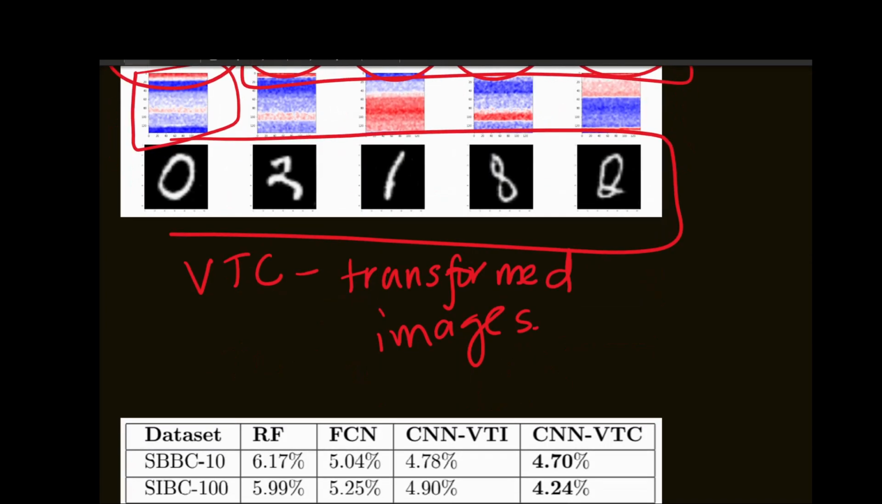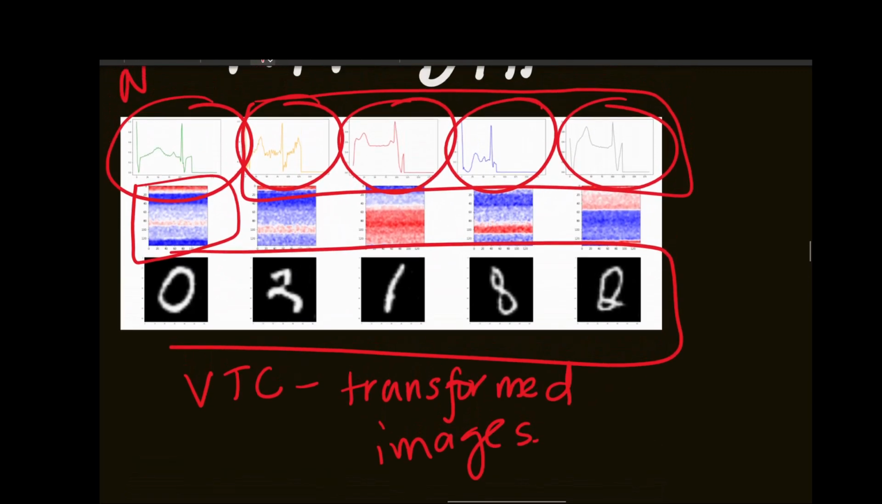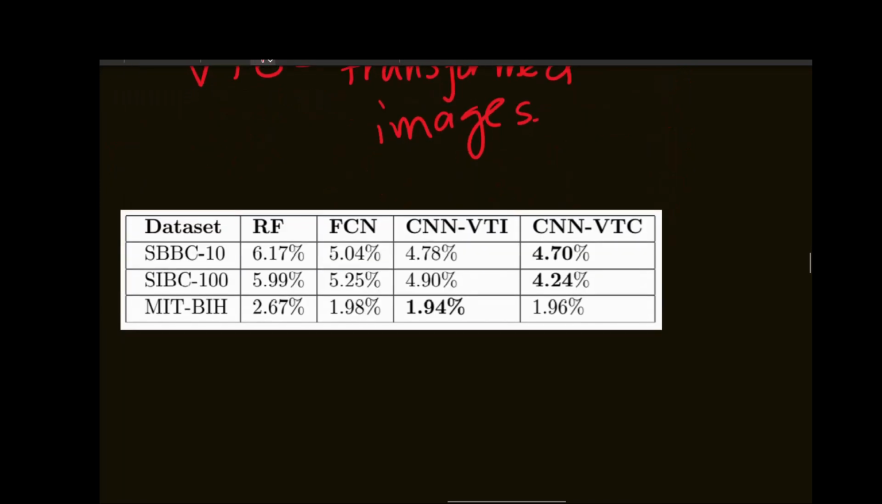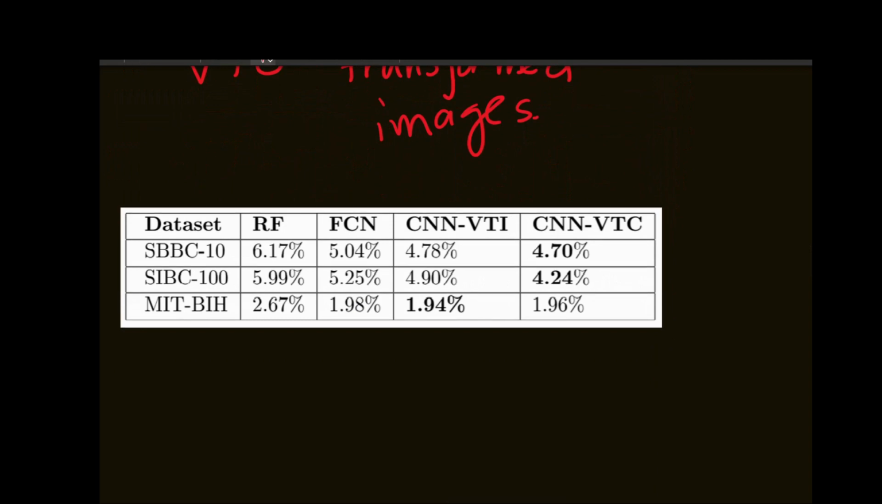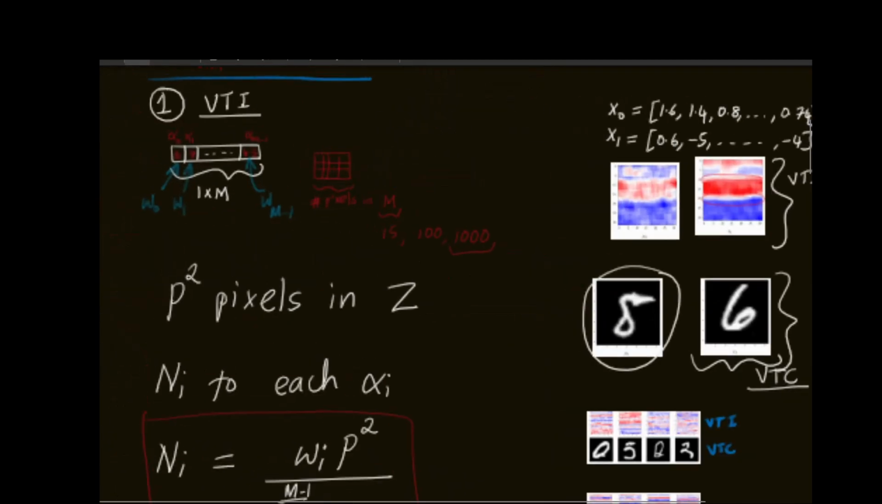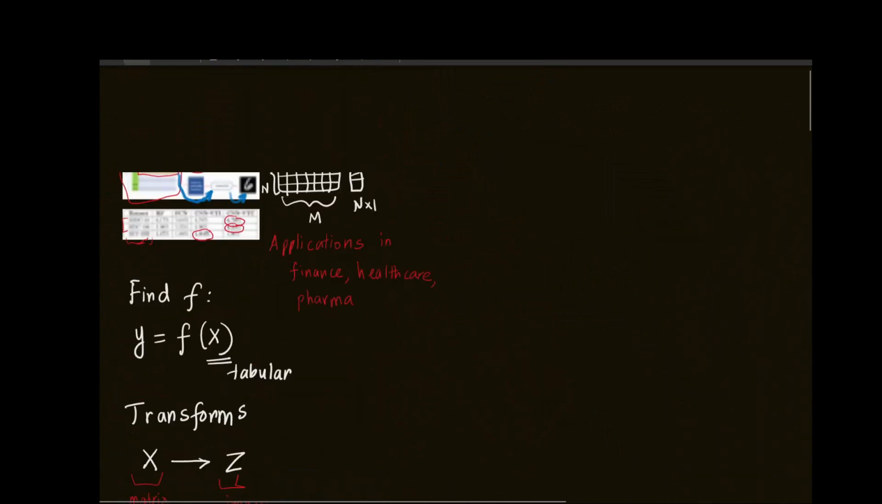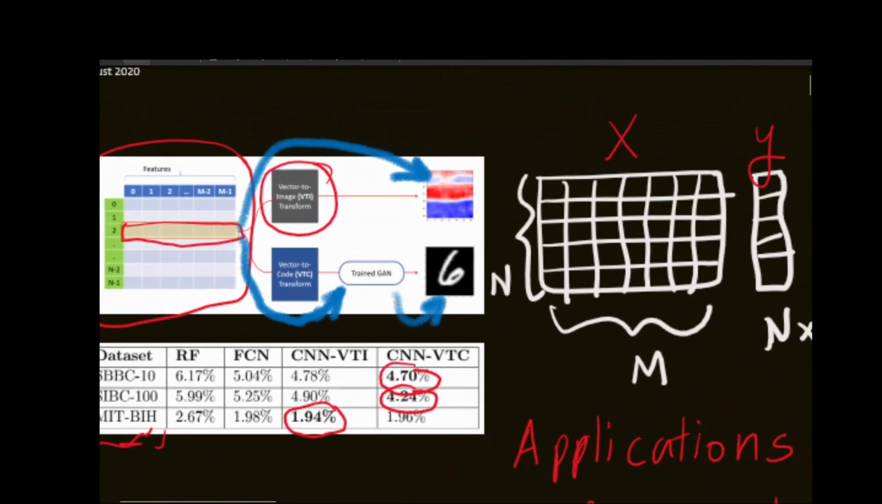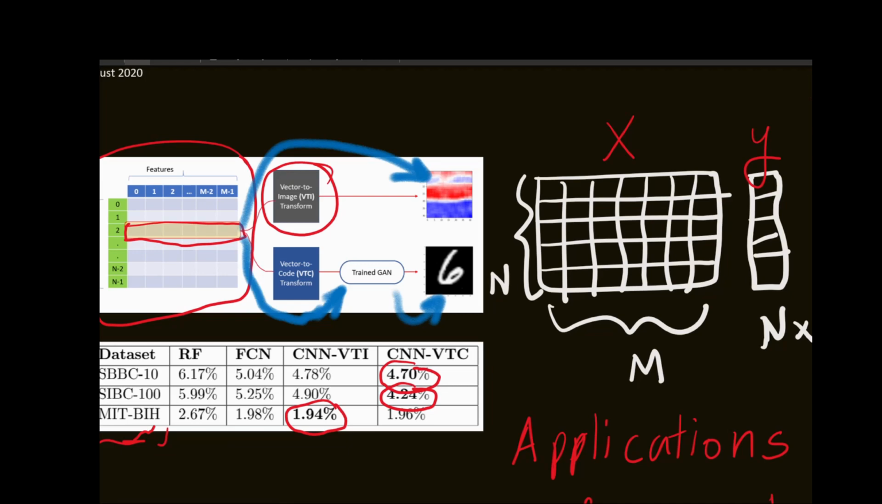The same goes for the VTC transformed images, where all the normal images are typically represented by 0 in the MNIST dataset, and the abnormal images cycle through different digits. That is the gist of what we're trying to do here, converting tabular data into images so that we can fully harness the power of convolutional neural networks.